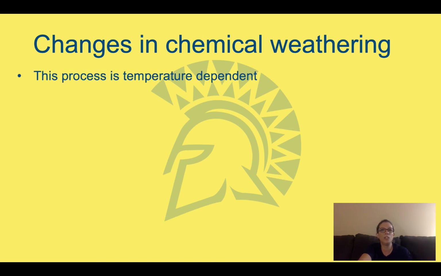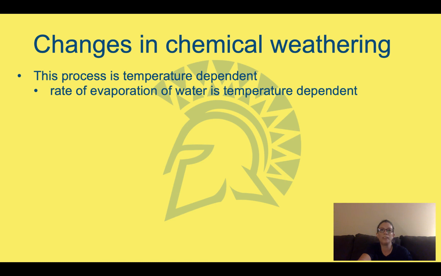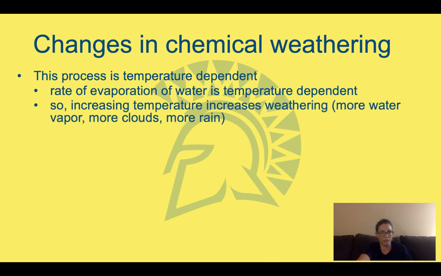So the changes in chemical weathering, this process is temperature dependent. The rate of evaporation of water is temperature dependent. I mean, obviously, right? If you warm up the substance, then evaporation is more likely to happen. So increasing temperature increases weathering, right? More water vapor, more clouds, which is going to cause more rain. That rain will be able to combine with the CO2 and we're going to have more of the chemical weathering.